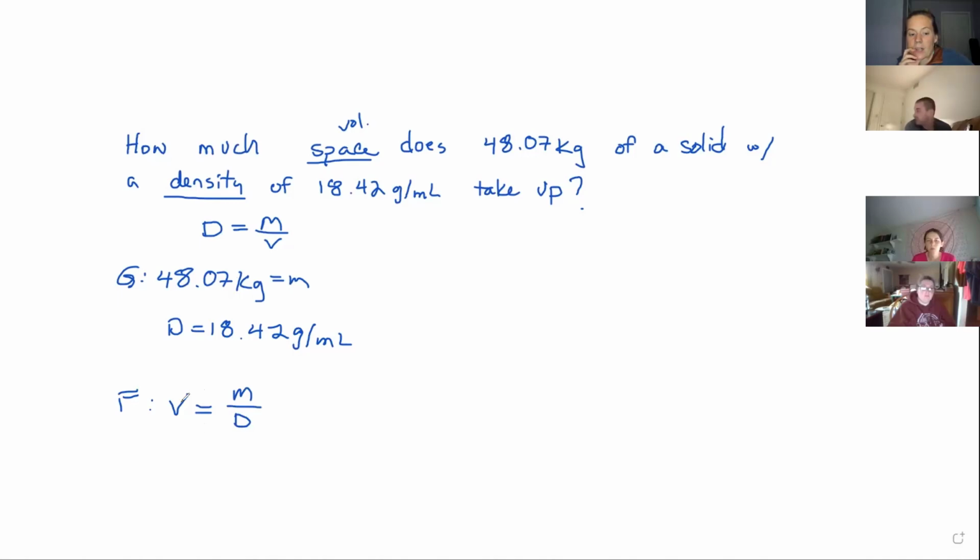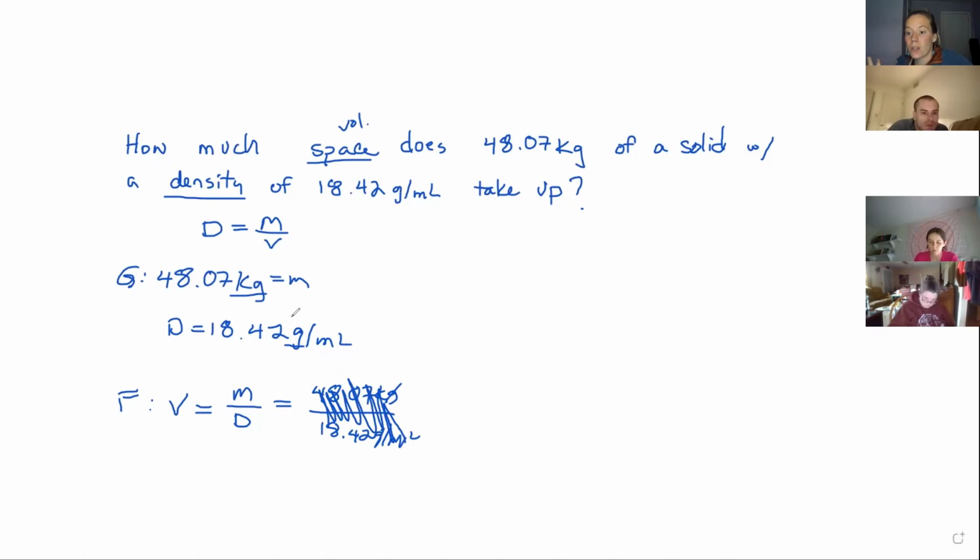Some people get volume equals density divided by mass. No, definitely not. So make sure you're isolating correctly. Now, if you were to plug this directly in like this, hopefully you would add the units, and that would be kind of a blocker for you to stop and rethink. So if you were to go 48.07 kilograms divided by 18.42 grams per milliliter, you would realize, oh, this is a gram, this is a kilogram. I'm missing something here. These aren't matching up. So we can't plug this in like this. We have to have the units match up.